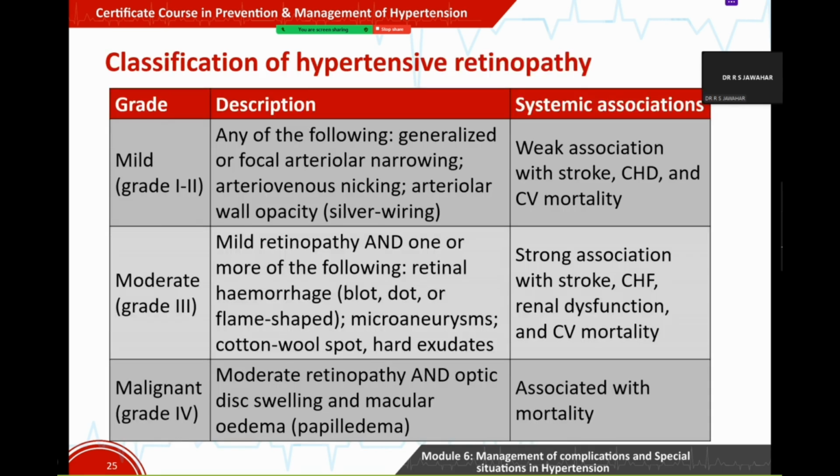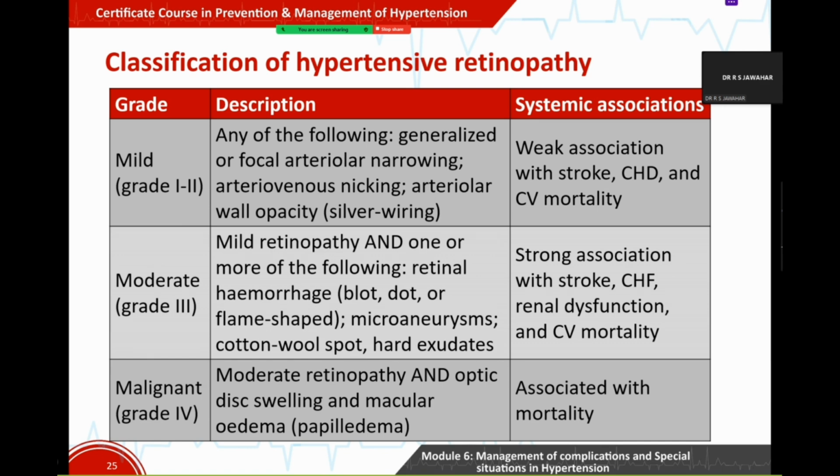So these are the 4 grades of hypertensive retinopathy. Grades 1 and 2 are mild. Grade 3 is moderate, and grade 4 is malignant hypertensive retinopathy. Unfortunately, most of our people present in the moderate and the malignant stages. Very few people will be in grade 1 to 2 of hypertensive retinopathy.